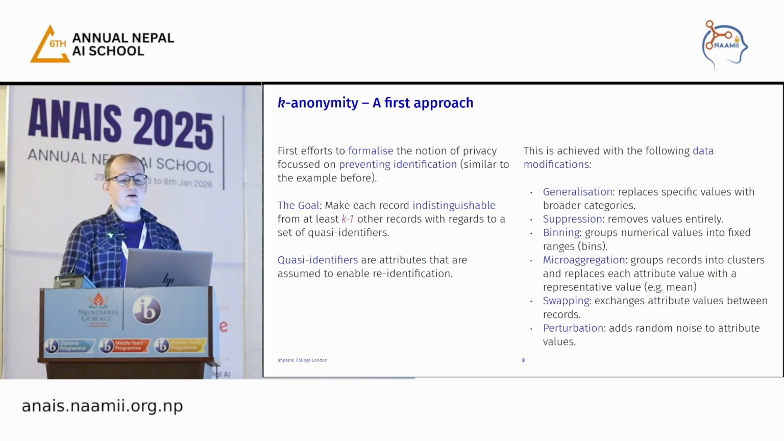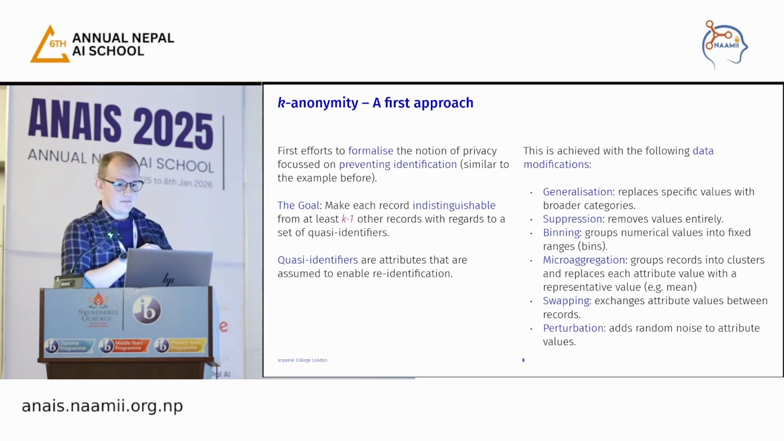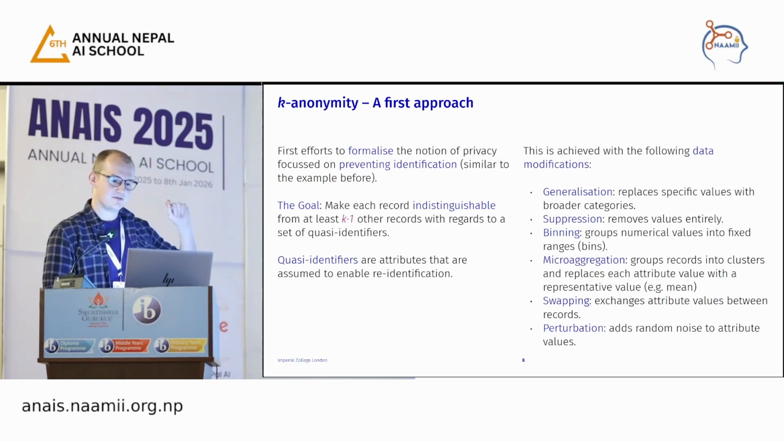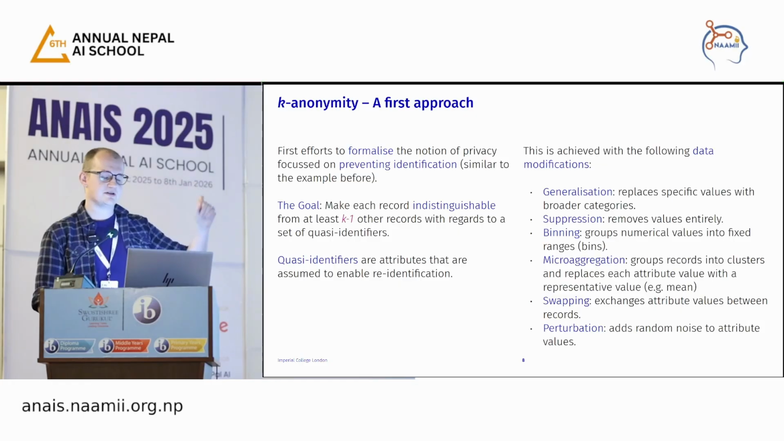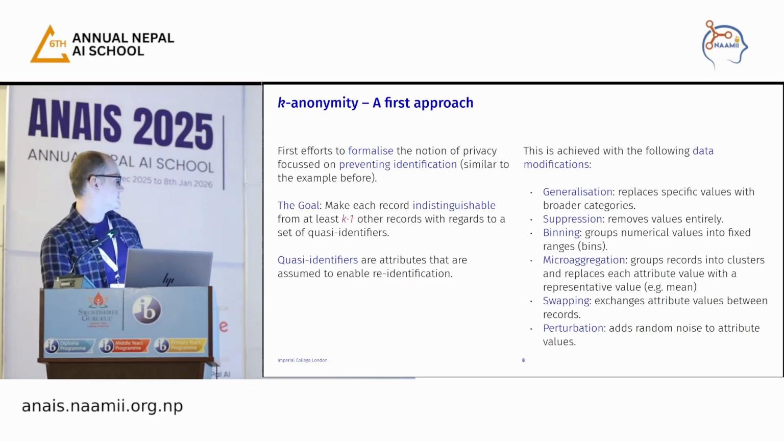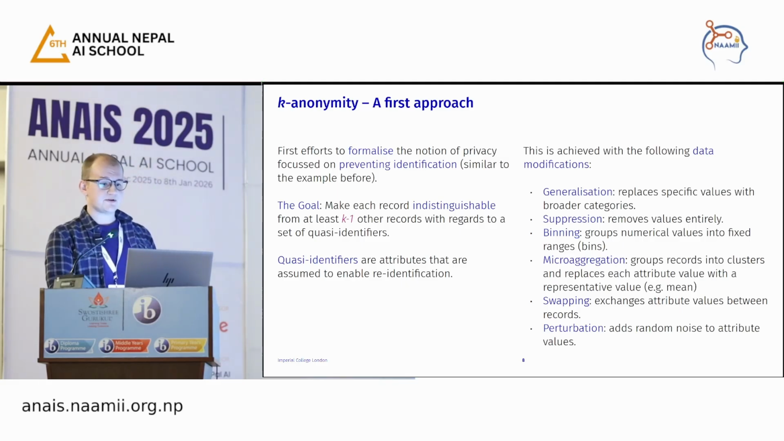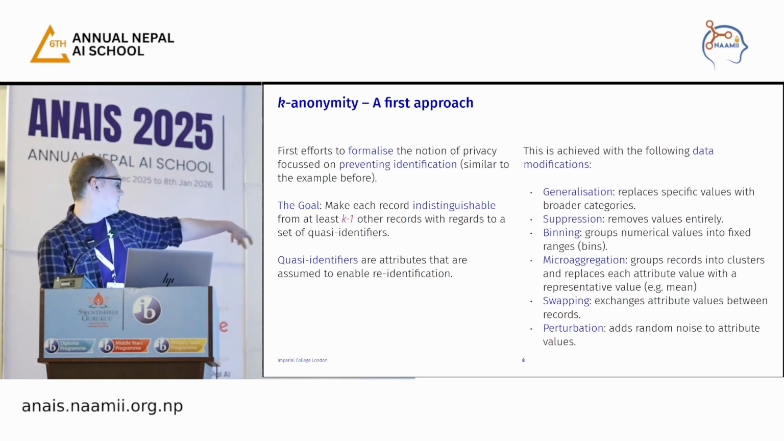So if you want to enforce 2 anonymity, right, you need to make sure that at least... or 3 anonymity, no, yeah, exactly. If you want to make sure that your data set is 2 anonymous, you need to make sure that each data point is indistinguishable from at least another data point with regard to a set of quasi-identifiers. Quasi-identifiers are basically column names that you can decide which ones you want to focus on, and these are typically attributes that are assumed to enable re-identification, such as in this example, zip code, birth date, and gender, right?